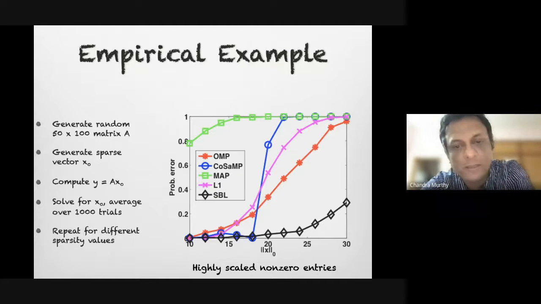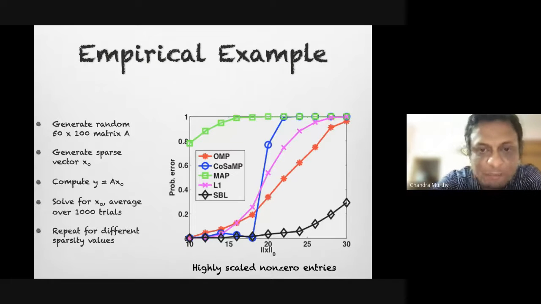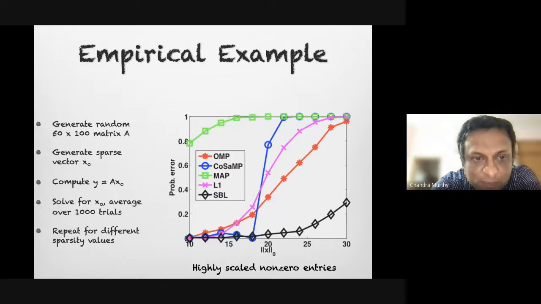So here is a small empirical, simulation-based example to show the relative performance of some of these algorithms that we discussed so far. What I did to generate this plot was to generate a random matrix of dimension 50 cross 100. So it has 50 rows and 100 columns. And then I generate a 100 length sparse vector, which I call x0. The number of non-zero entries in this sparse vector x0 is what is plotted on the x-axis. So for example, when the x-axis value is 15, it means out of the 100 entries in x0, 15 entries randomly chosen are going to be non-zero. The remaining 85 entries will be equal to 0.